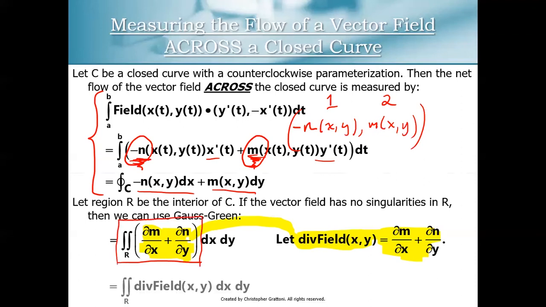And that means that we can compute the net flow of a vector field across a closed curve by computing the double integral of the divergence over our enclosed region R. And again, this does depend on not having any singularities in your region R.